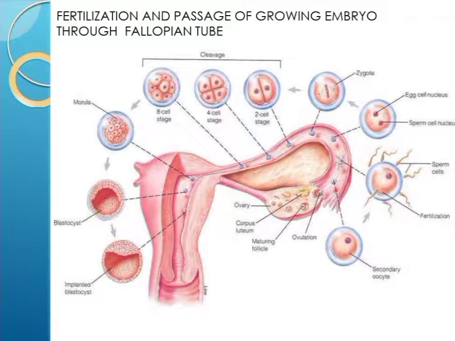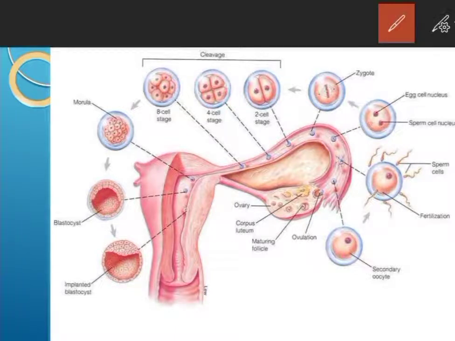Now, fertilization and passage of the growing embryo through the fallopian tube is embryonic development. This diagram shows fertilization. First there is release of the ovum. You can see here ovulation takes place, release of the ovum from the Graafian follicle. The ovum will enter the fallopian tube. At the ampullary isthmic junction, that is here, there will be fusion of the male and female gamete, that is, the sperm will fuse with the ovum.